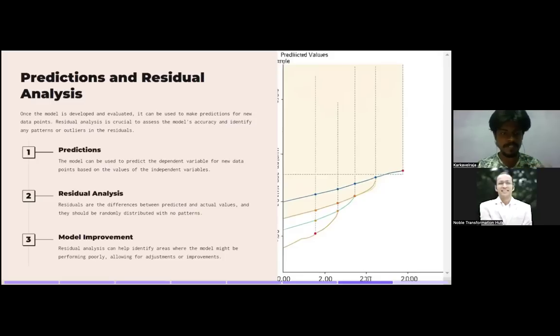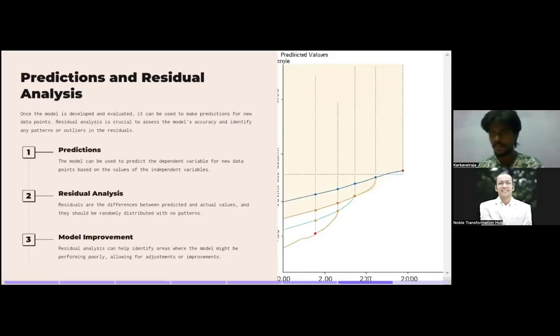Residuals are the difference between the predicted and actual values, and they should be randomly distributed with no patterns. That is, the model's predicted value and the actual value present in the data set will differ randomly. Guys, it's true, right? Not all the errors of the points will be the same. Otherwise your model has memorized or you have done something different in your model. That should be different. That is called residual analysis: the residual is each and every point's error.